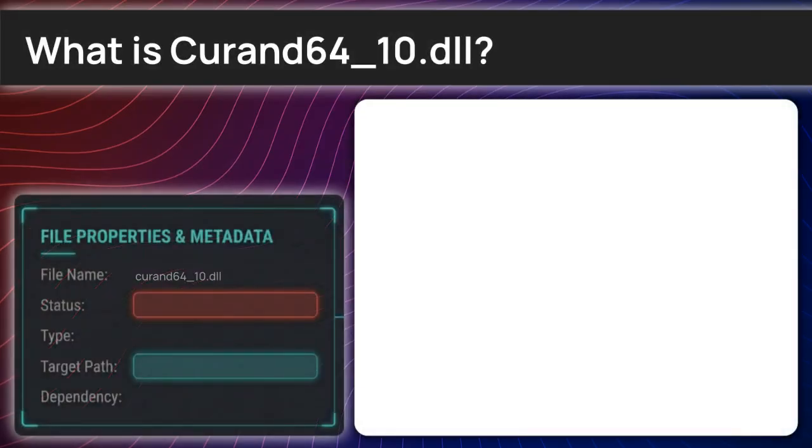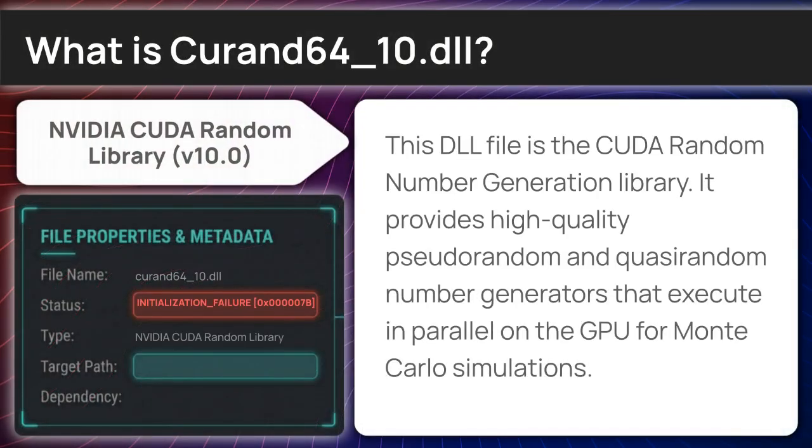This DLL file is the CUDA Random Number Generation Library. It provides high-quality pseudo-random and quasi-random number generators that execute in parallel on the GPU for Monte Carlo simulations.